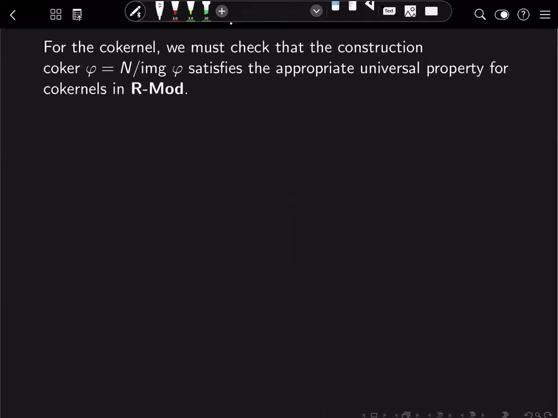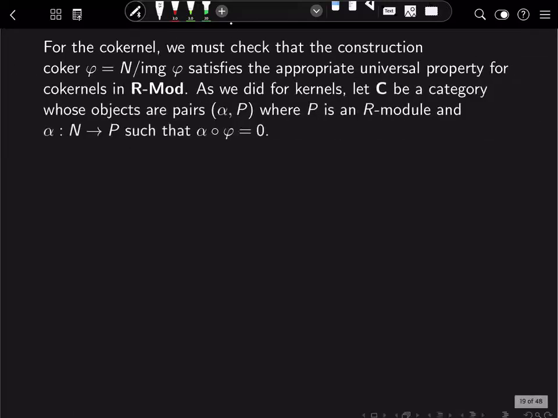Now we're going to check that cokernels exist, and that the construction that we defined before, that the cokernel of phi is equal to N mod the image of phi, satisfies the appropriate universal property in the category of R-modules. So as we did for kernels, we let C be a category whose objects are pairs again. So we have a pair, alpha and P. So alpha this time is going to map N onto P.